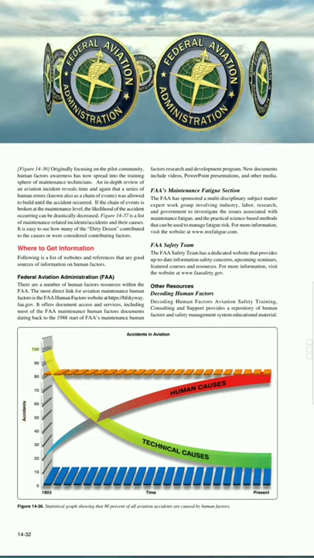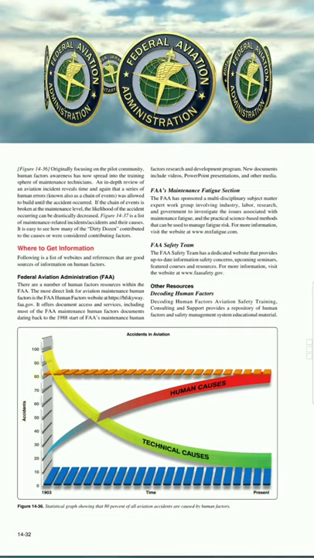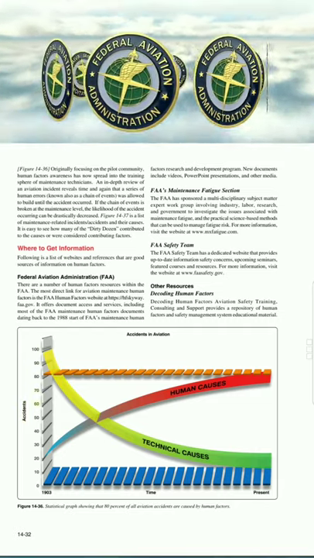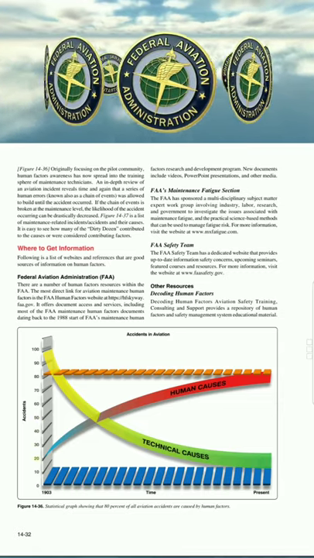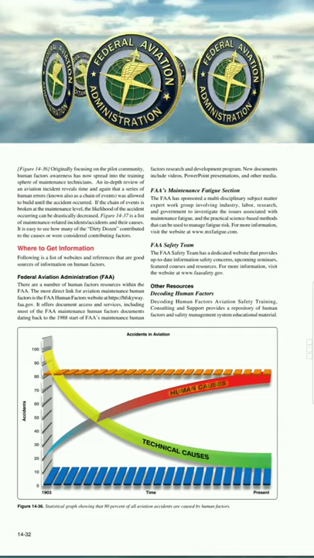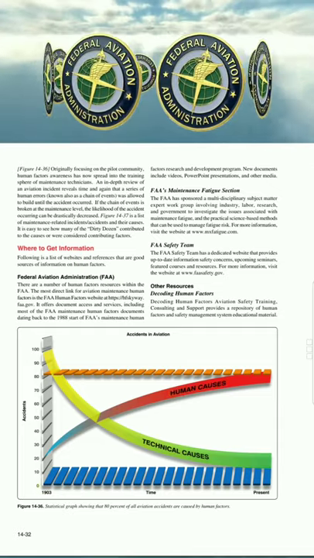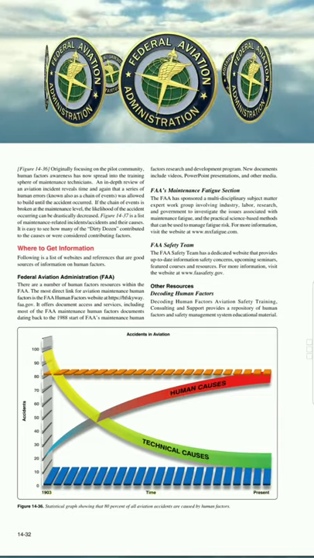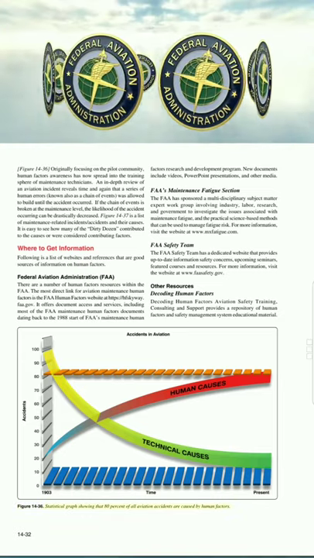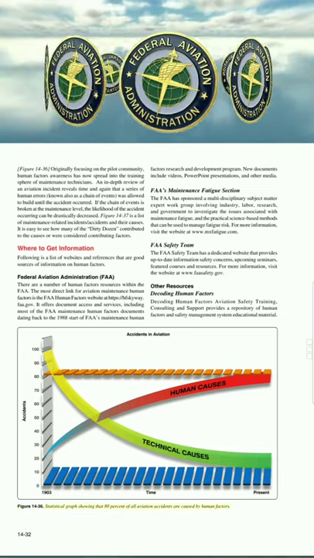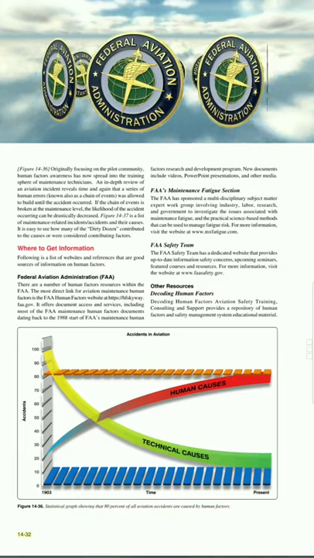Figure 14-36. Accidents in aviation, human causes versus technical causes, from 1903 to present. Statistical graph showing that 80% of all aviation accidents are caused by human factors.